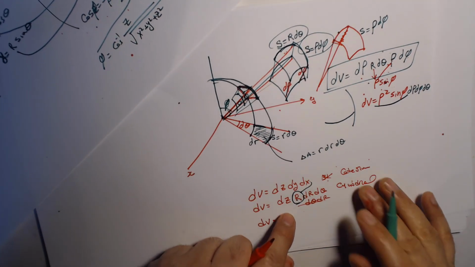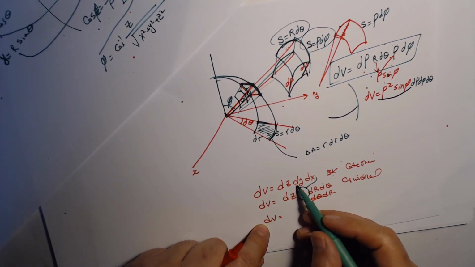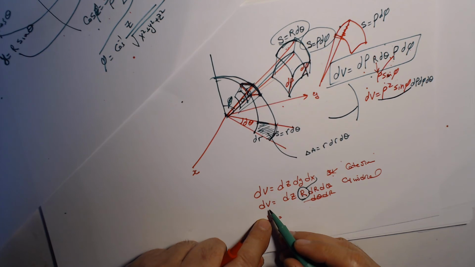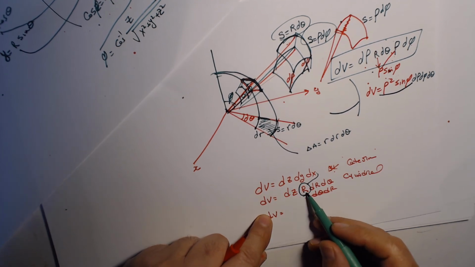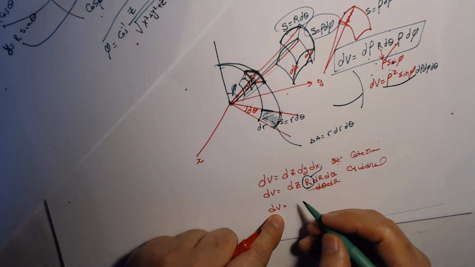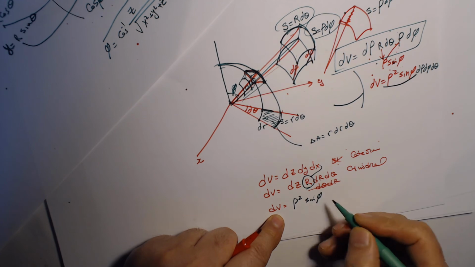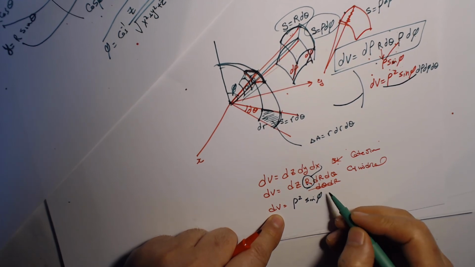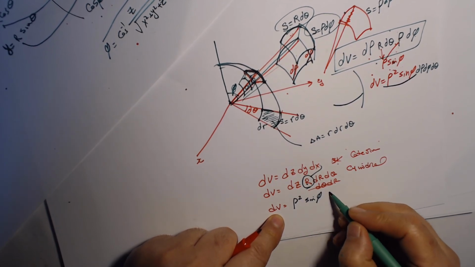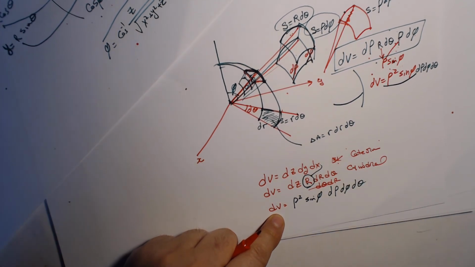Therefore, from today you have to know that when we talk about Cartesian, we have dz dy dx, that's your volume. Cylindrical, we have dz dr d theta. For the volume in spherical, we have rho squared sine of phi. This is my factor, and this is part of the volume. And that becomes d rho, d phi, d theta.